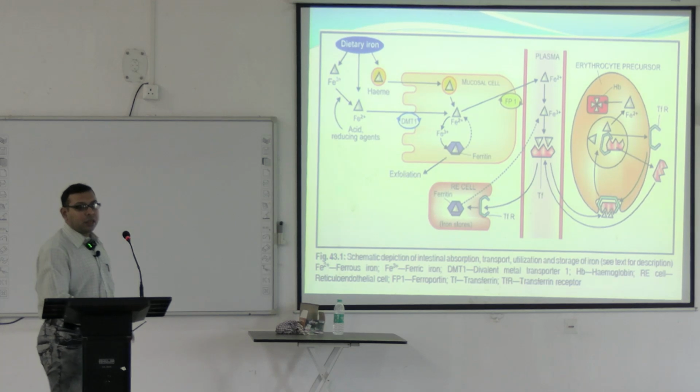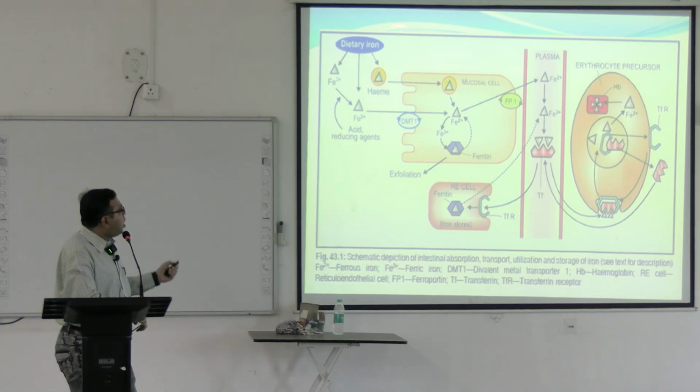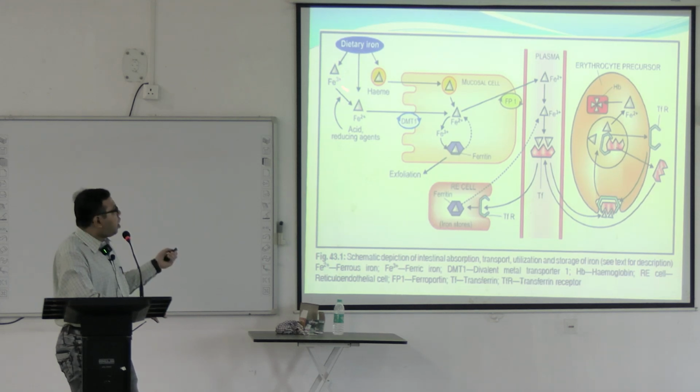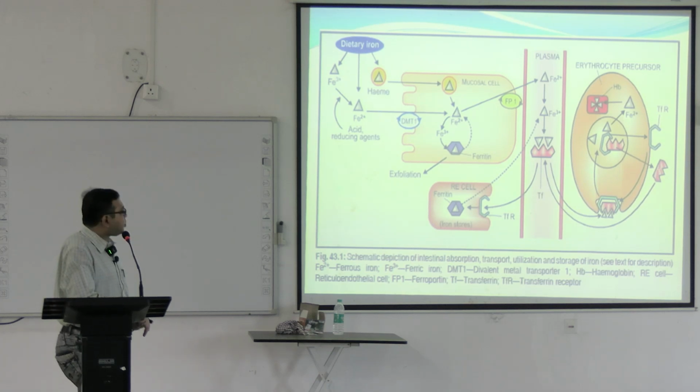So this is the iron absorption, and this is important. Dietary iron is present in either the ferric form or the ferrous form. Heme iron is a separate entity which can be absorbed within the cells without the aid of any carrier. Ferric iron needs to be converted to ferrous iron, and this ferrous iron enters the cells by means of a transporter known as the divalent metal transporter 1.